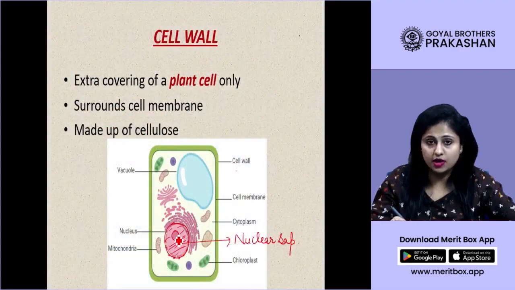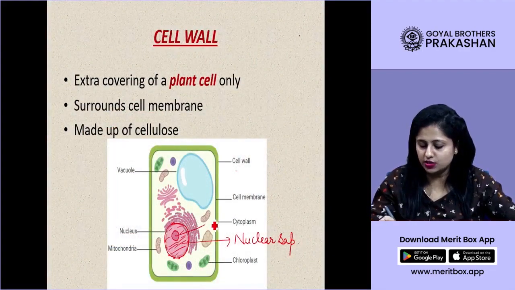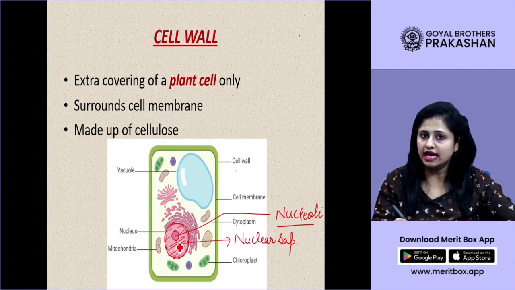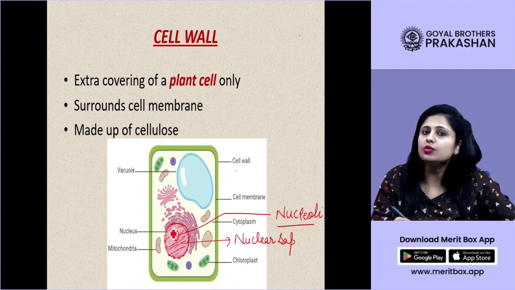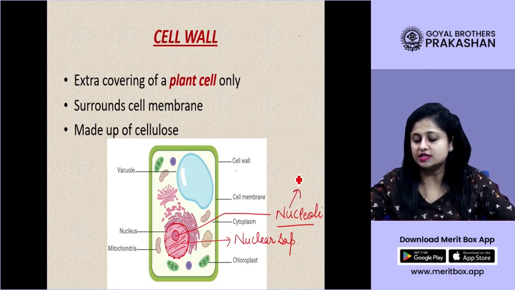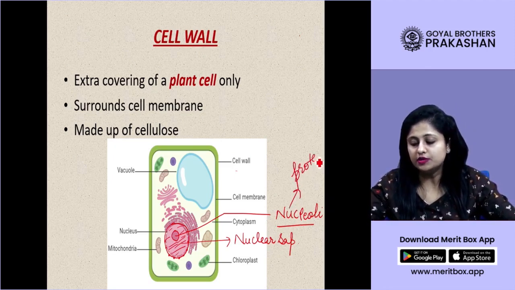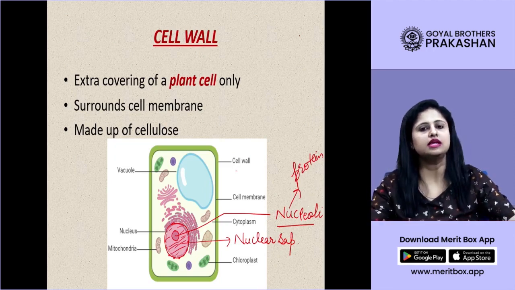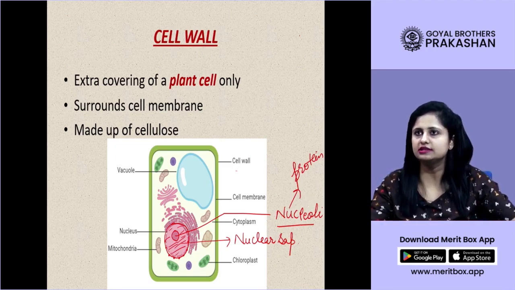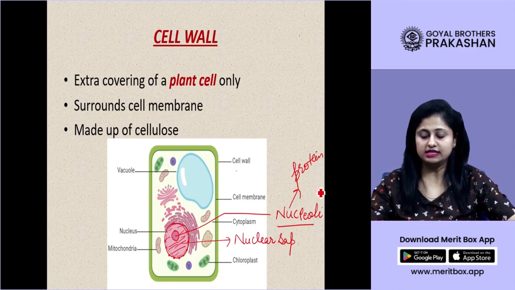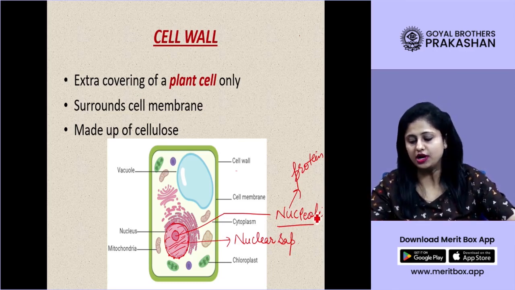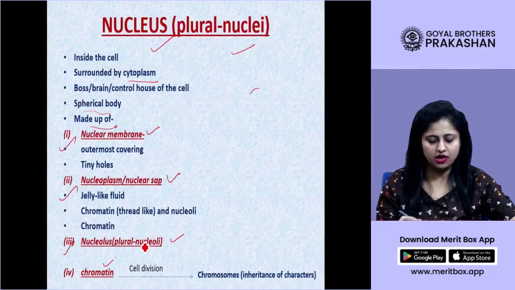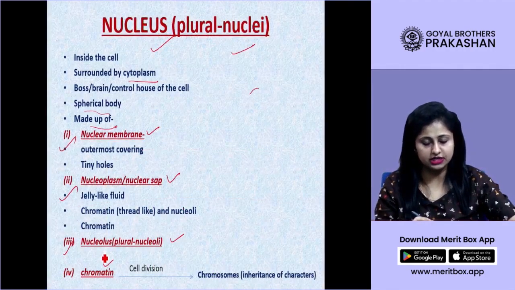This spherical body inside the nucleus is nucleoli. This round shaped body is present inside the nucleus, and nucleoli is responsible for protein synthesis in a cell. There are some other cell organelles also involved in protein synthesis, for example ribosome. But inside the nucleus, nucleoli is responsible for protein synthesis. Next, nucleoli or nucleolus, this we have already covered.